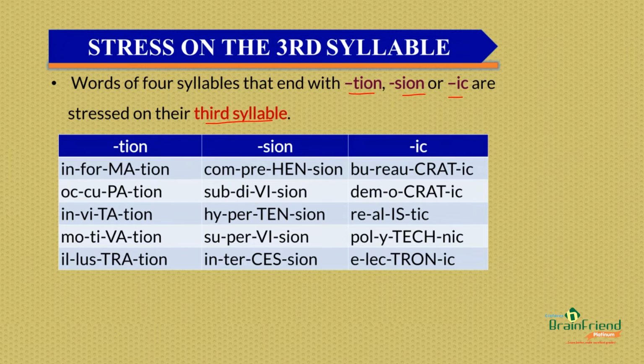Examples of words that end with tion, we have information, occupation, invitation, motivation, and illustration. Words that end with sion, we have comprehension, subdivision, hypertension, supervision, and intercession. And lastly, we have words that end with ic. We have bureaucratic, democratic, realistic, polytechnic, and lastly, we have electronic.